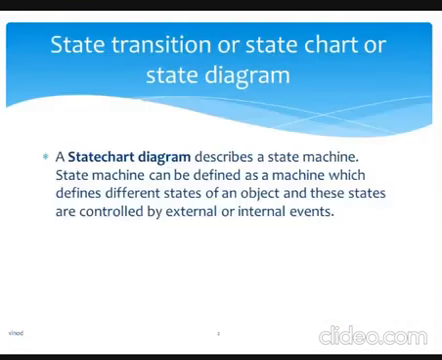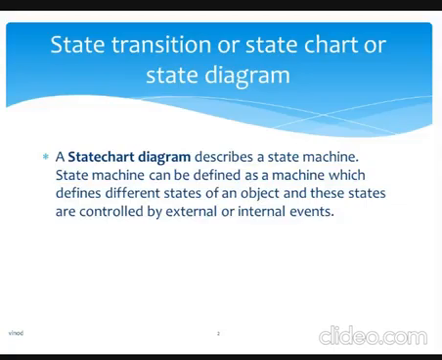The state chart diagram is also called a state transition diagram. It is also called a state diagram. So what is a state chart diagram? It discusses the state machine and the different states of an object that it undergoes during its lifetime, which are controlled by events.